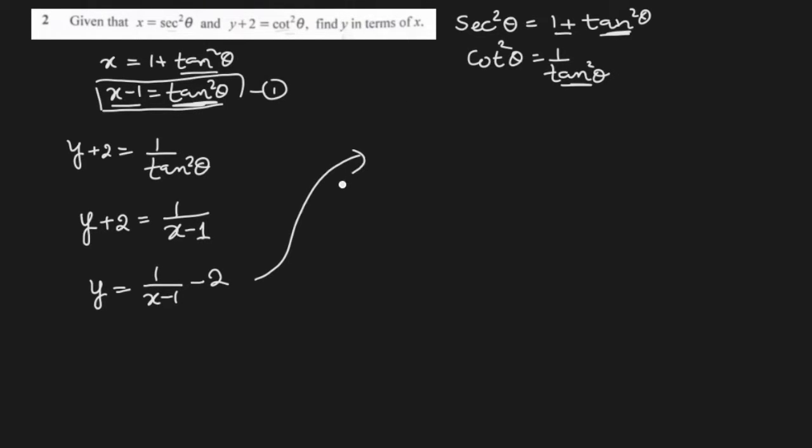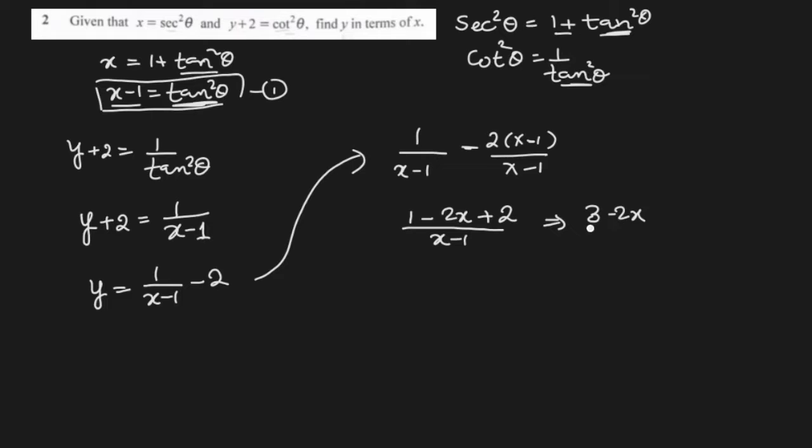And if you want to simplify further, you can do that, because it looks like a very odd expression here. So in place of 2, I can multiply it by x minus 1 and divide also. Now they have the same denominator, x minus 1, so I can write 1 minus 2x, and this minus with this minus will make it positive, and 2 times 1 is 2. So finally we're getting 3 minus 2x over x minus 1. This is y equal to that, and that looks better than what we had earlier.